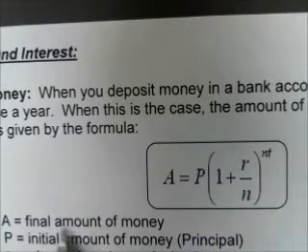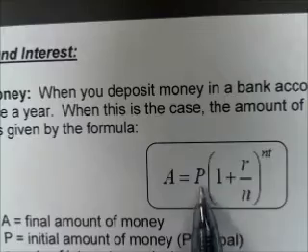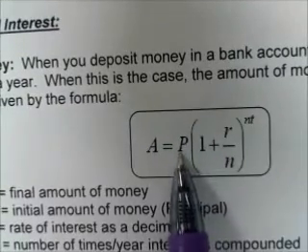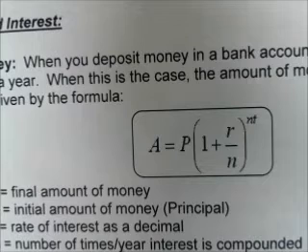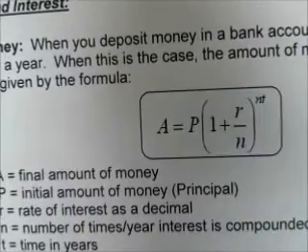where A is the final amount of money, P is the initial amount, otherwise known as principal, r is the rate of interest as a decimal, usually given to you as a percentage, which you would have to change to a decimal. n is the number of times per year interest is compounded, and t is the time in years.